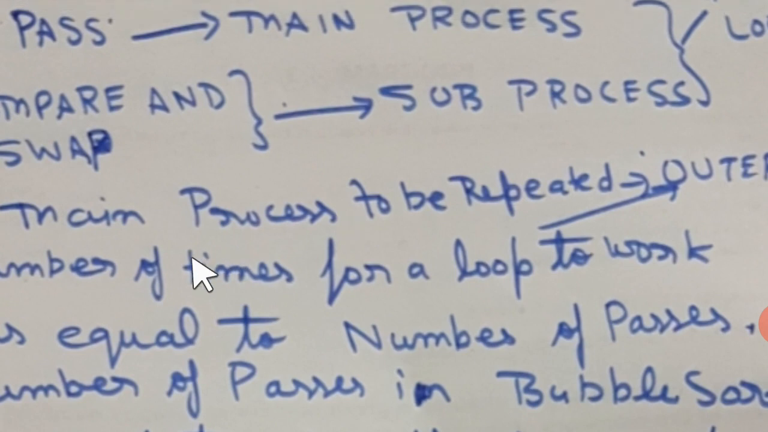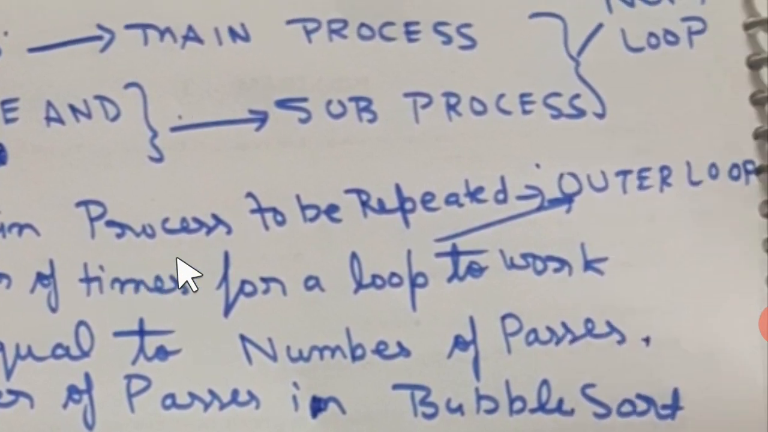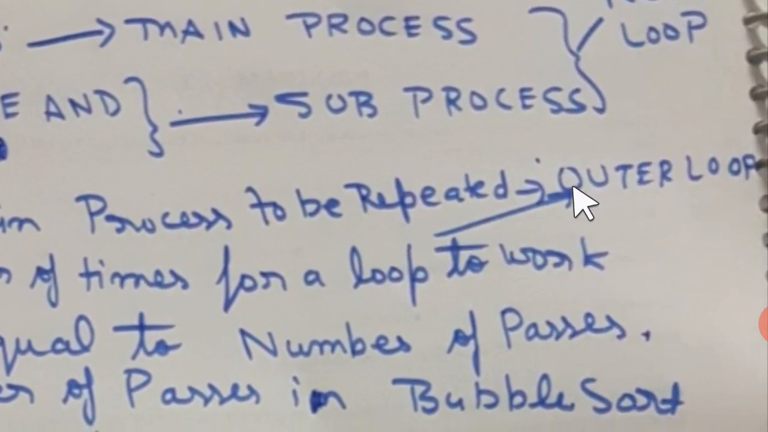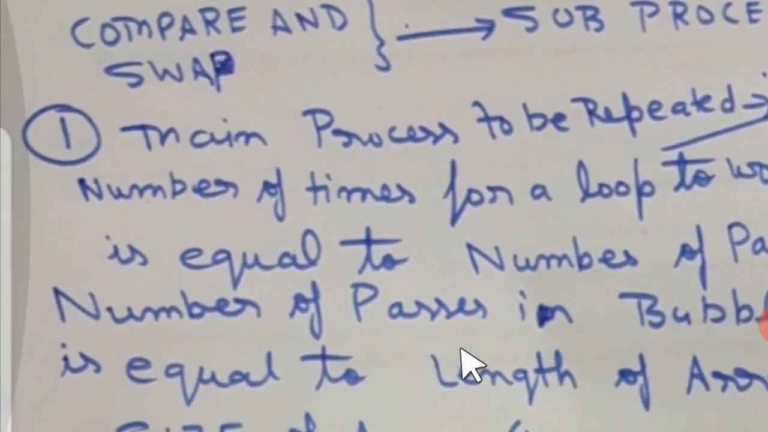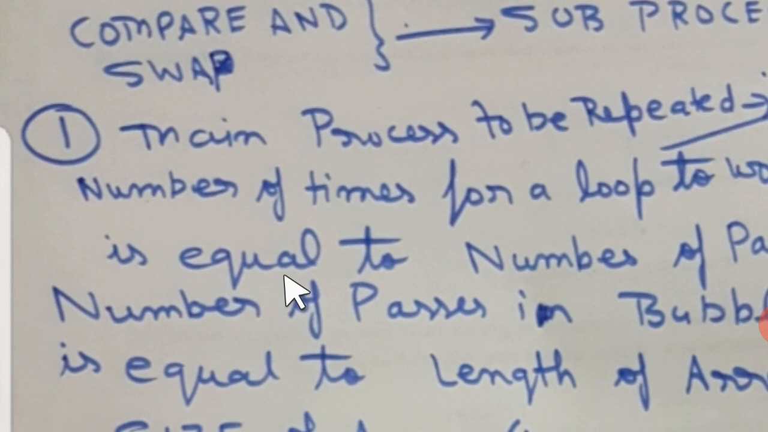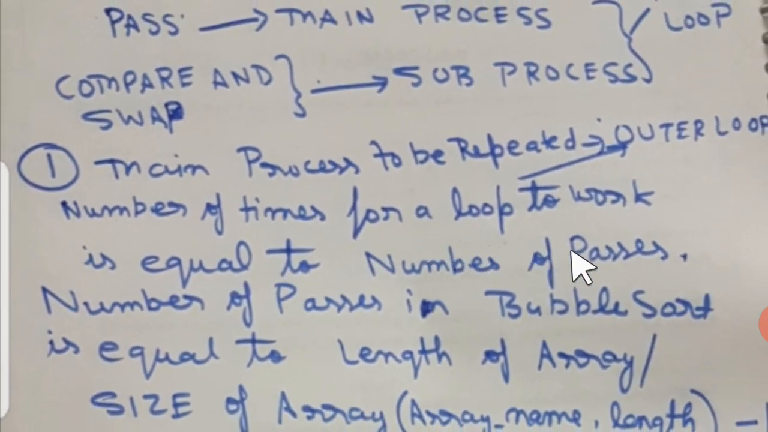Now students, the main process is to be repeated, right? That is the outer loop. That is the pass. The number of times the loop works is equal to the number of passes. And I have already told you how many passes we need: array dot length minus 1, or if you assume the size as n, it will be n minus 1.